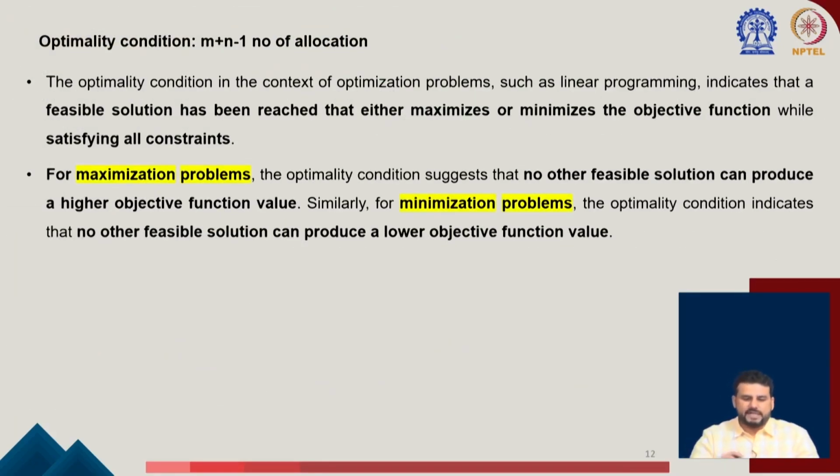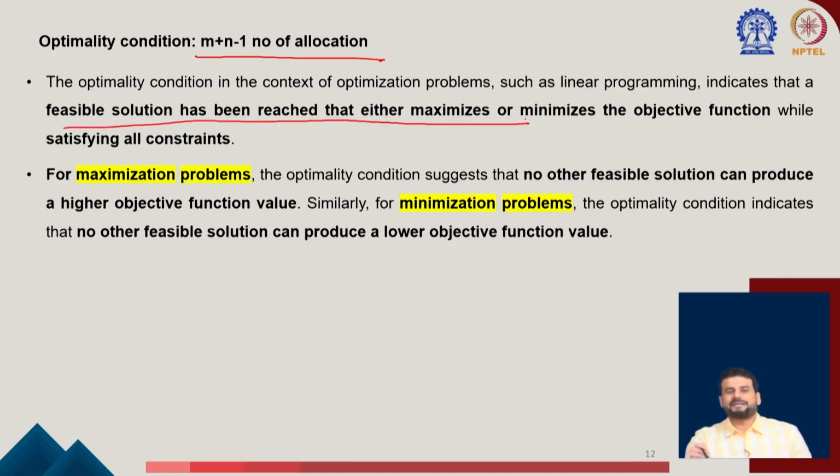So, optimality condition in this case, transportation. See, in all the linear programming algorithms, these optimality conditions are different, steps are same, right. So, here if we are getting m plus n minus 1 number of allocations, decision variables, and those are at independent positions, non-negative, then we are getting the optimal solution. The optimality condition in the context of an optimization problem such as linear programming indicates that a feasible solution has been reached that either maximizes or minimizes the objective function, satisfying all the constraints.